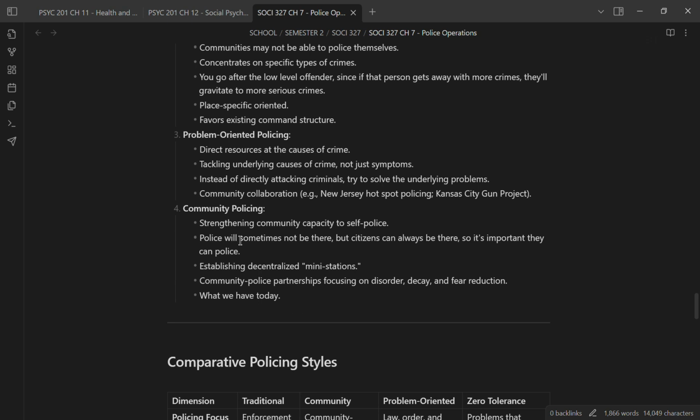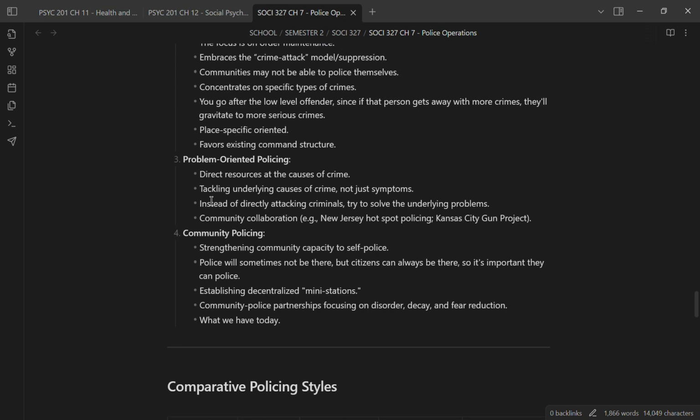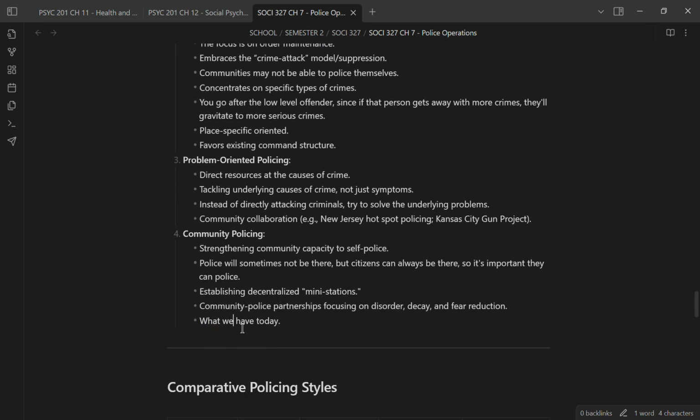And finally, community policing. This is strengthening community capacity to self-police. Police will sometimes not be there, but the citizens always are, so it's important that they can police. This established mini stations and community police partnership focusing on disorder, decay and fear reduction. This is essentially closer to what we have today. Or what we are pushing for today, right?